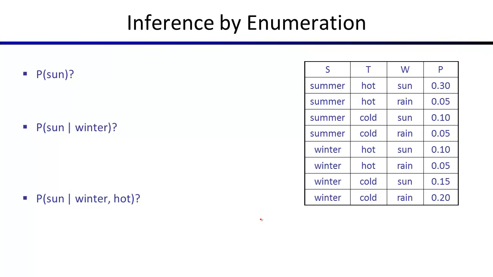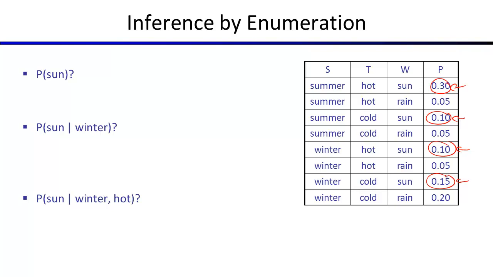So how do you do this? Inference by enumeration is the kind of inference we've seen before, just made a little more methodological. So what do we do here? What's the probability of sun? That's an event. We would look at all the entries where we have sun and sum them together. That's the probability of sun. So in this case, we could just grab the numbers, 0.3, 0.1, 0.1, 0.15.